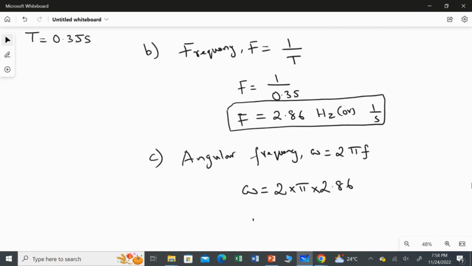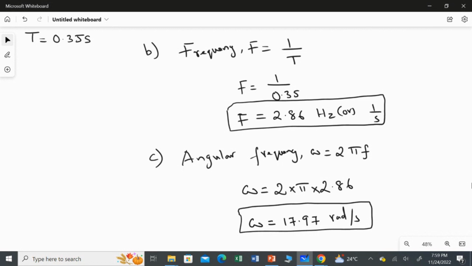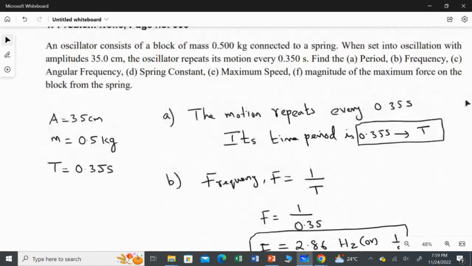So what is the answer? The angular frequency omega is equal to 2 multiplied by pi multiplied by 2.86. So I got 17.969. I'm going to round the value to 2 decimal places, which is 17.97. And what's the unit? The unit is rad per second. That is the answer for the third subdivision, right? Okay. Now we have to go to the fourth subdivision.